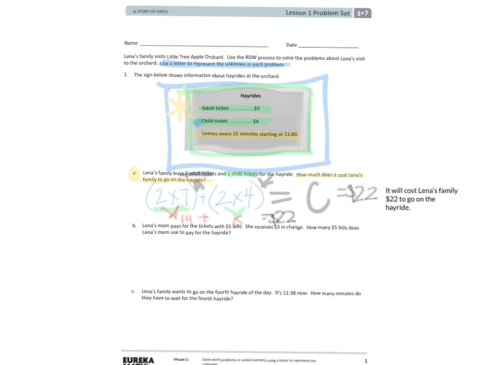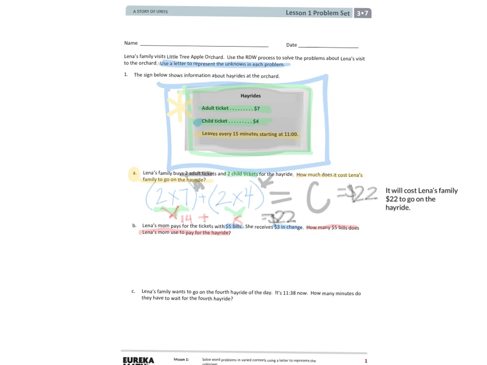Lena's mom pays for the tickets with $5 bills. She receives $3 in change. How many $5 bills does Lena's mom use to pay for the hayrides? So let's see what we know. We know that Lena's mom pays with $5 bills. We know she gets $3 back in change. And our question is, how many $5 bills does Lena's mom use to pay for the hayride? So let's start with what we know first.